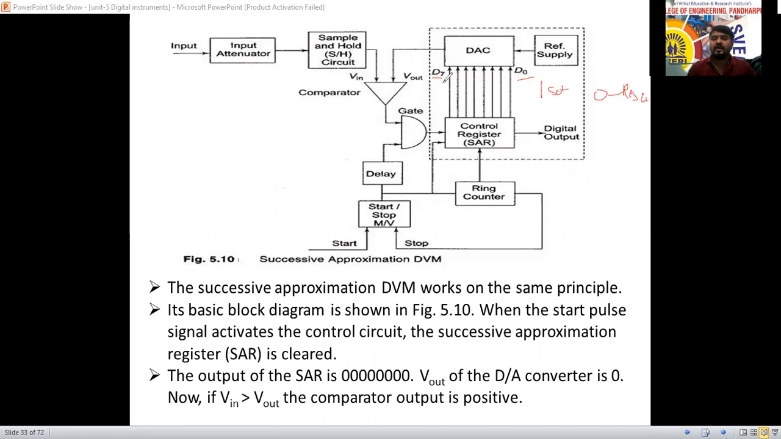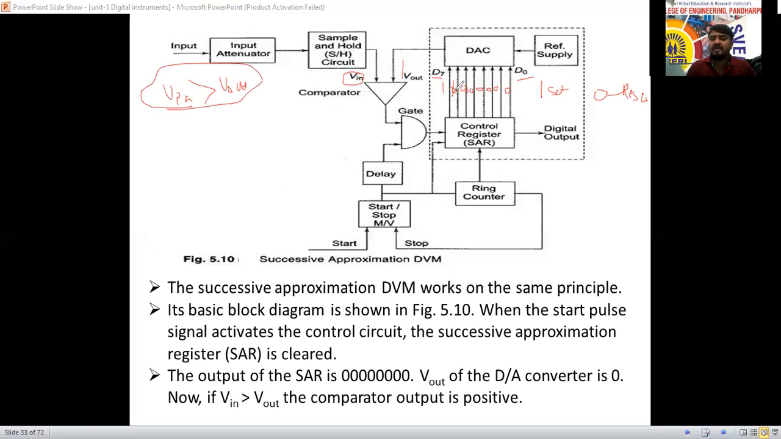First we will consider D7 as 1, and D6, D5, D4 and all the other bits as 0. Immediately it takes half of the input voltage range and gives it here. Here also the input is greater than V out, so it is not sufficient, it has not reached there. Then we change a reset bit into set, and next we have to compare V input again.